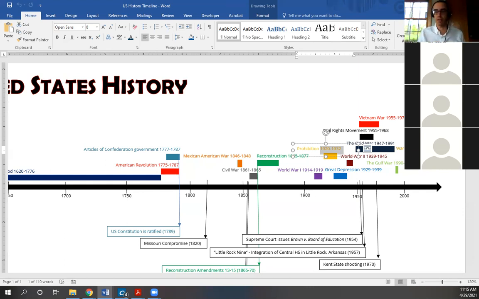Basically, alcohol was illegal. Now, if you remember from our discussion of prohibition, it did not change people's drinking habits. If anything, it made people drink more alcohol. But it was illegal to drink alcohol. So people made their own alcohol, moonshine or homemade beer and stuff like that.